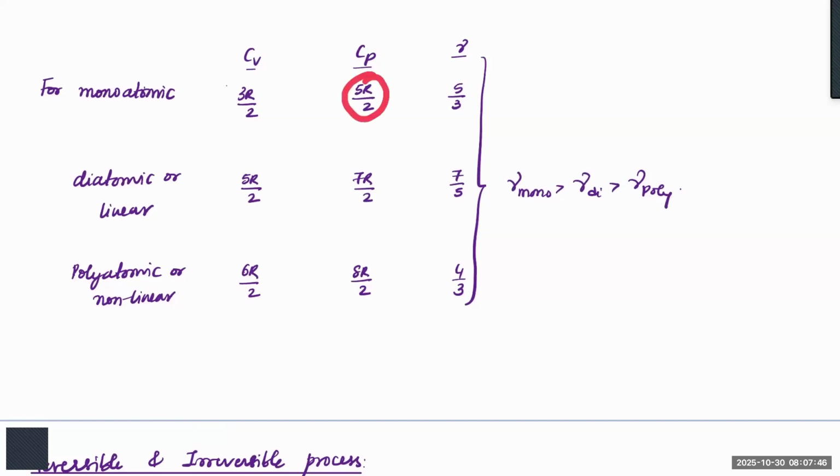Cp will be Cv plus R. So you have to just add one R here and here, and you will get the respective values. Gamma will be 5 by 3, 7 by 5 and 4 by 3. So you can notice that as the complexity in the molecule increases, the gamma value decreases.